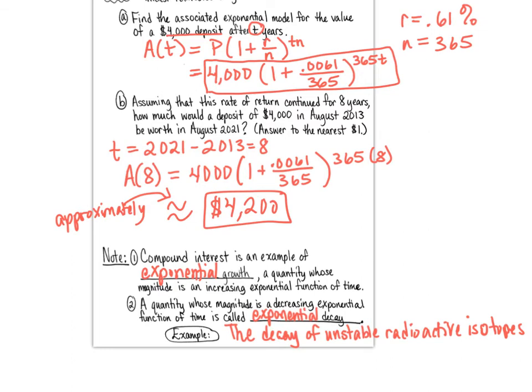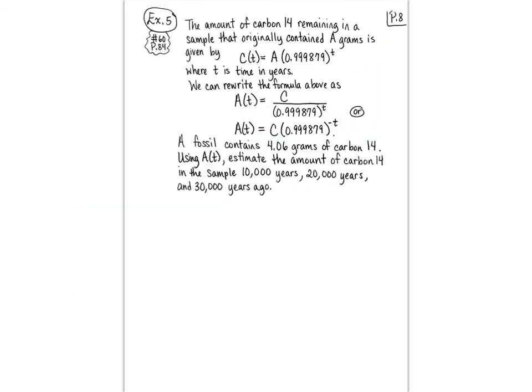Awesome. So now let's look at another example. The amount of carbon-14 remaining in a sample that originally contained A grams is given by the equation C of T equals A times the quantity 0.999879 raised to the T, where T is the time in years.